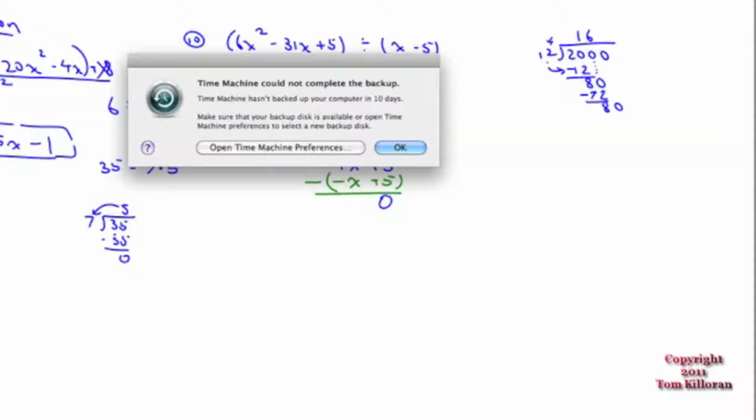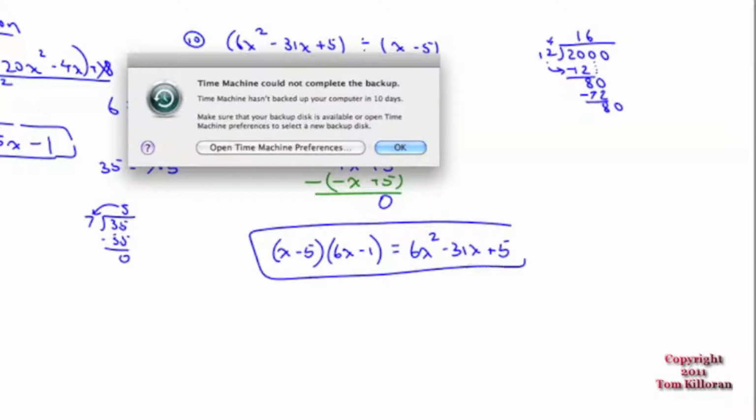Well, here we got a remainder of 0. So the divisor, x minus 5, is one of the factors. What's the other factor? 6x minus 1. And if I multiply them together, what should the answer be? 6x squared minus 31x plus 5. What is this called? Factoring. It's like one of the first steps of learning how to factor. You do division to figure out what times what is equal to what, especially when the numbers get a little bit bigger.